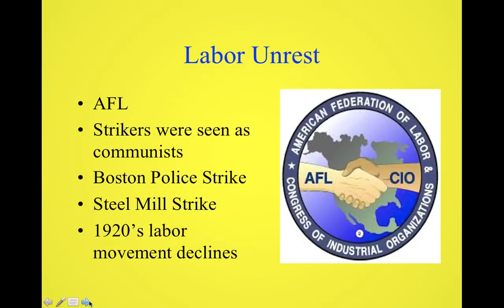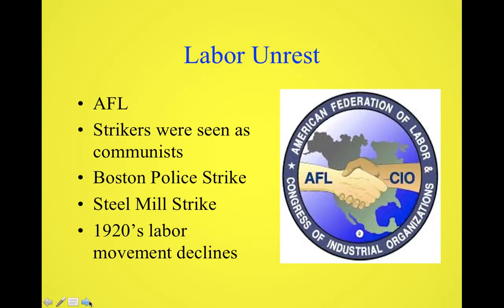There was labor unrest during this time. The American Federation of Labor pledged to avoid strikes. However, 1919 saw more than 3 to 4,000 strikes, depending on the source, during which some 4 million people walked off the jobs. Employers labeled striking workers as communists. The newspapers publicized them as communists, plots to establish a communist government here in the United States.